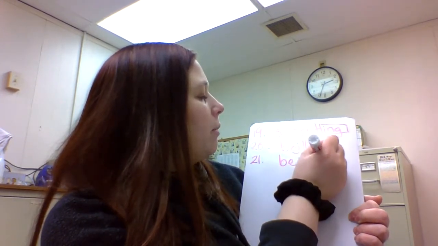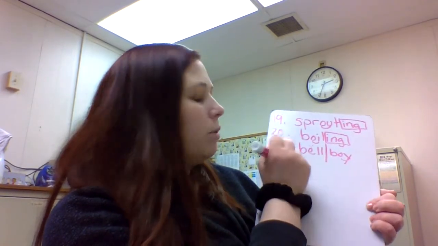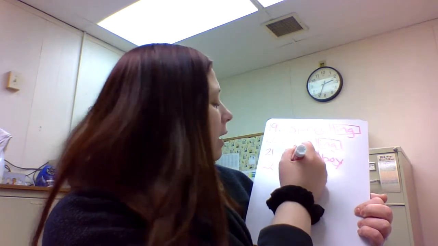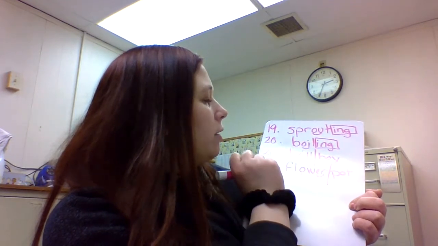21, we have bellboy. This is a compound word, bell and boy, so we'll just draw a line in between. We have our OY diphthong, and then here we have a vowel consonant gets the brev. 22, we have flower pot, again a compound word, flower and pot. So we will draw our line in between flower and pot. We have our OW diphthong and then our ER combination. So remember, our key combinations, diphthongs, make the same arc. And then we have vowel consonant gets a brev.